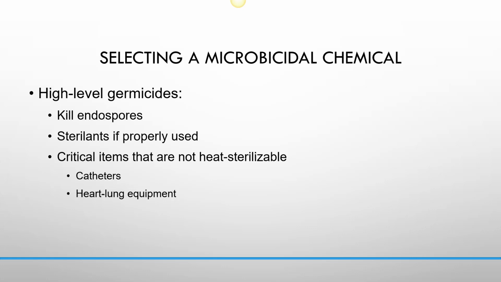So what level of microbicidal chemical do we need? Well, there's high level, intermediate level, and low level germicides. High level germicides kill endospores, and they're sterilants if properly used. Critical items that are not heat sterilizable, like items that are going to go into the body, such as catheters or heart and lung equipment, would require high-level germicides. These are expensive and they're toxic, so you have to be careful while using them. But if you don't treat catheters, for example, with these, then there's no way to really sterilize them.